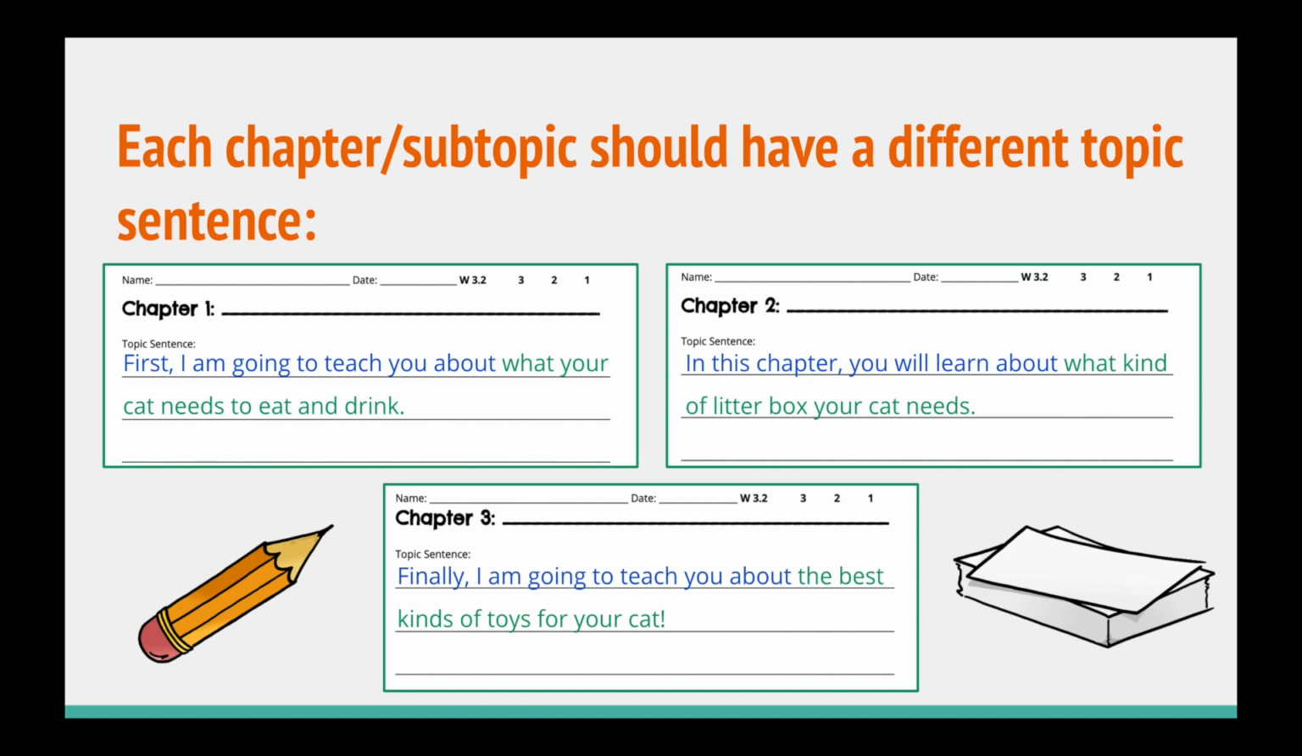I already read you my example for chapter 1. For chapter 2, I wrote, in this chapter, you will learn about what kind of litter box your cat needs. For chapter 3, I wrote, finally, I'm going to teach you about the best kinds of toys for your cat.